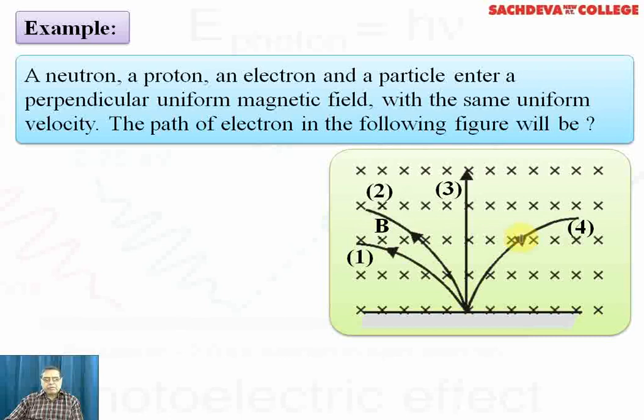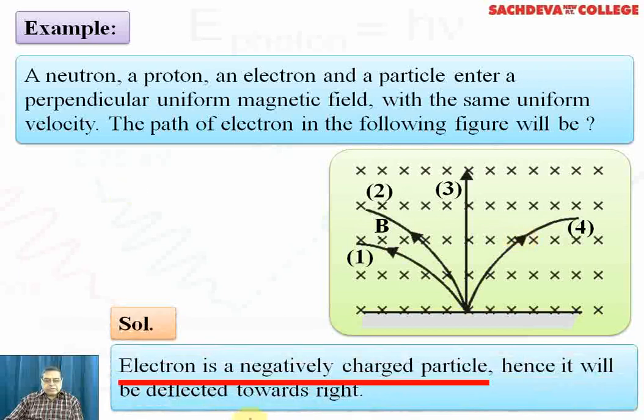So we come to the solution now. The electron is a negatively charged particle, hence it will be deflected towards the right. So it is deflected towards the right, number one, and also its path of deflection will be more curved, the bending will be more. Now we come to another example.